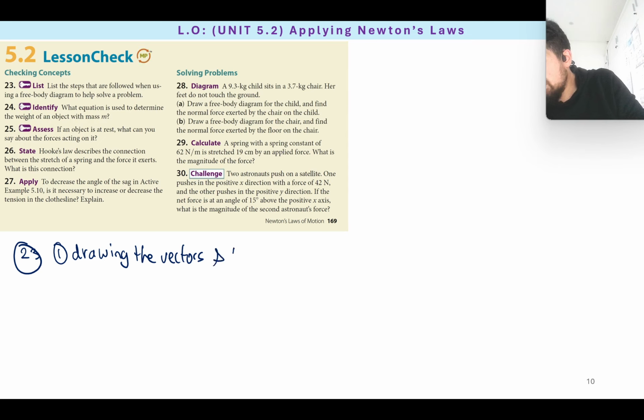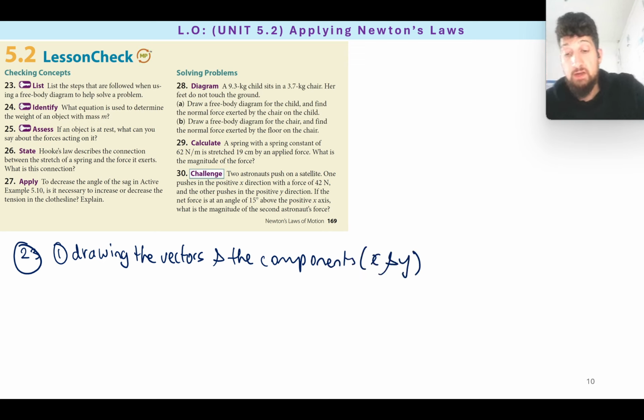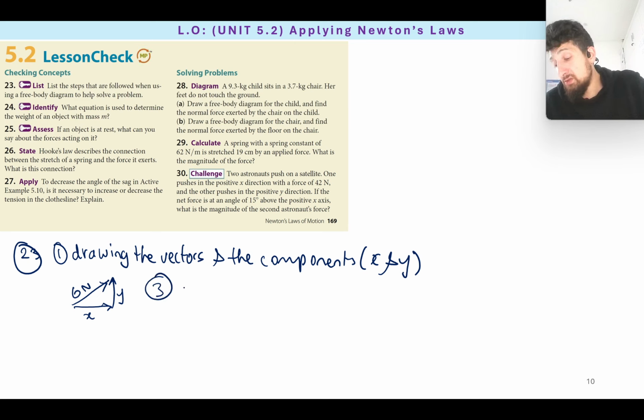And the components, so both x and y. Sorry about my chicken handwriting. So here's an example, like x vector, y component of this vector here. So let's say that's the vector 6 newtons, and then I can work out the x and y components. And then the third would be to apply F equals ma, Newton's second law.